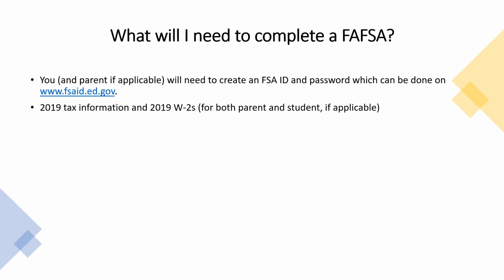So for example, the 2021-2022 FAFSA will be based off of your 2019 income. So again, you need to first create an FSA ID, go to fsaid.ed.gov, and then make sure you have all your income information available so you can put that in as you complete the FAFSA.